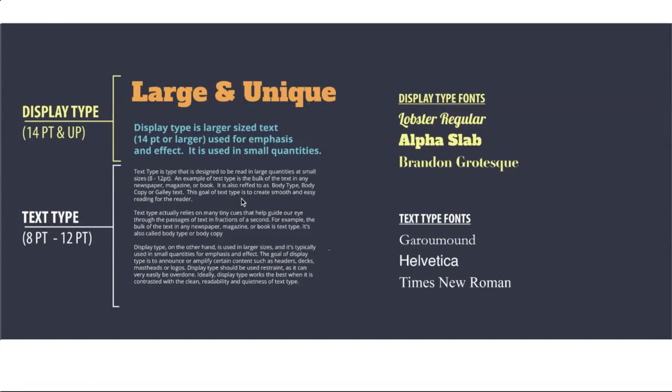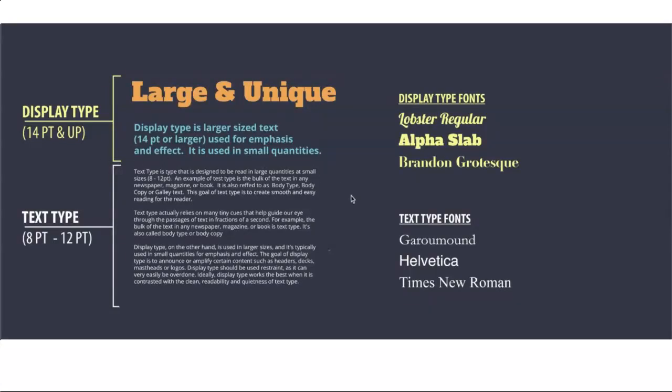And then text type is kind of that body copy. That's that text size that's smaller, typically 8 to 12 point, right? So we see here we've got a headline, a very large typeface, or font size for this typeface. Then we have a little subheader here, and that too is going to be a little larger, so 14 point or larger. Again, used for emphasis and effect and in small quantities.